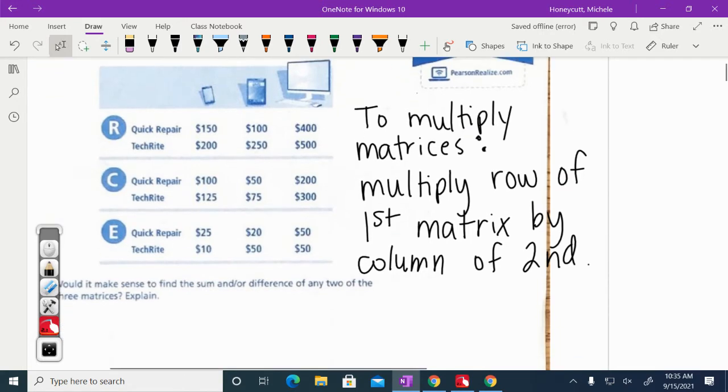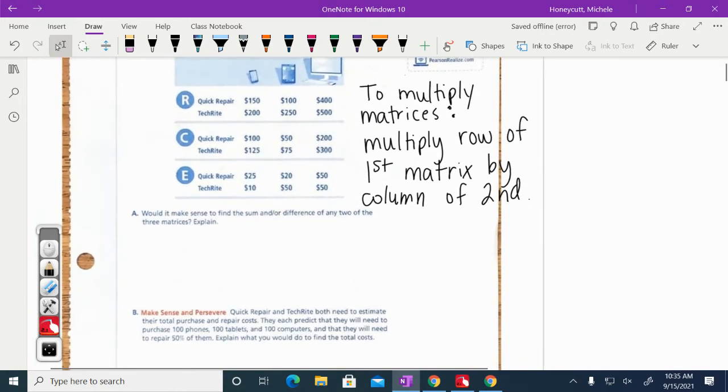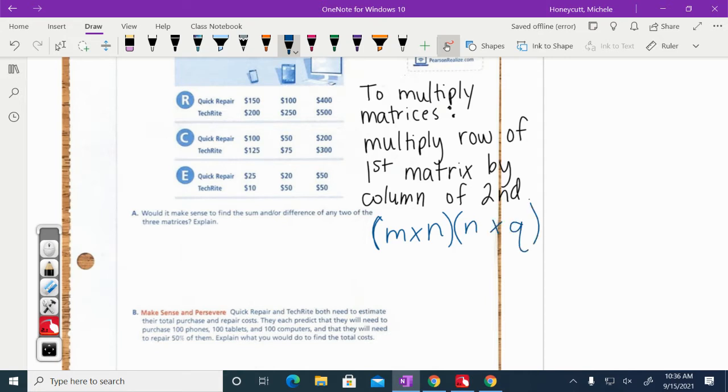Now, it's really important, since we're multiplying a row by a column, there's some criteria that has to be met in order to be able to multiply a matrix with another matrix. So if I'm going to multiply a matrix with dimensions m by n by a matrix with dimensions n by q, in that order, because with multiplication of matrices, the order does matter. We're going to do the row of one by the column of the other.